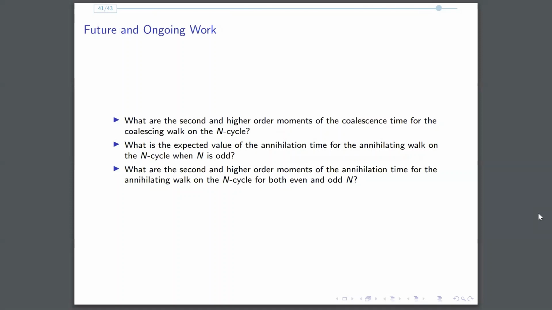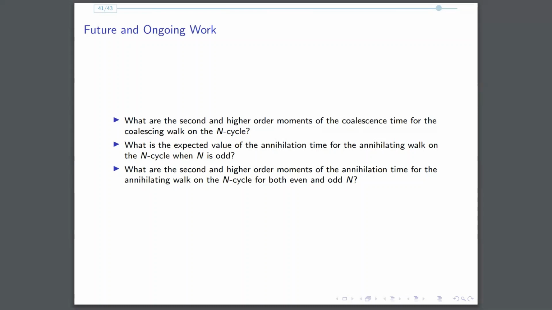This leads us to our future and ongoing work. We've calculated the expected value of the coalescence time for the coalescing walk on the n-cycle. However, we'd like to know more about the distribution of the coalescence time. So we're currently investigating the second and higher order moments of the coalescence time for the coalescing walk on the n-cycle. We've also found the expected value of the annihilation time for the annihilating walk on the n-cycle when n is even. However, we're not so sure about what the expected value of the annihilation time is when n is odd. We've run some simulations to estimate the expected value of the annihilation time when n is odd. However, we haven't found a pattern in the different values of the annihilation time for odd n thus far.